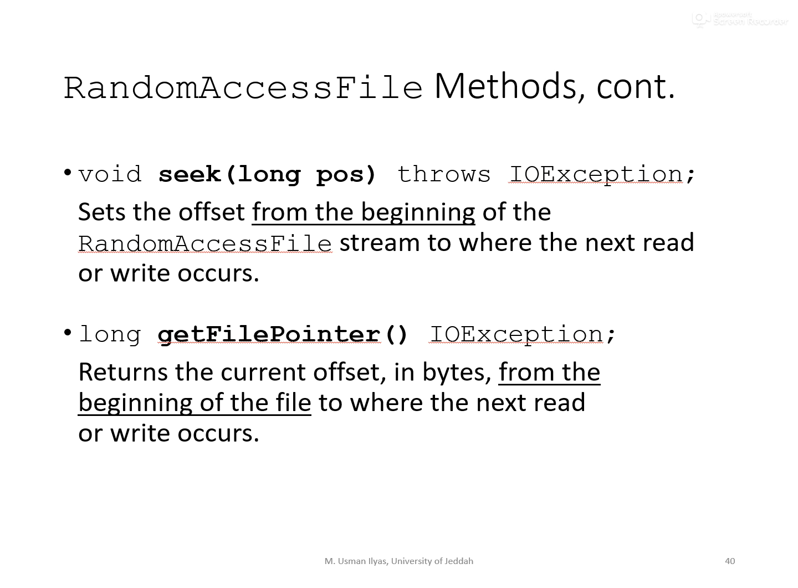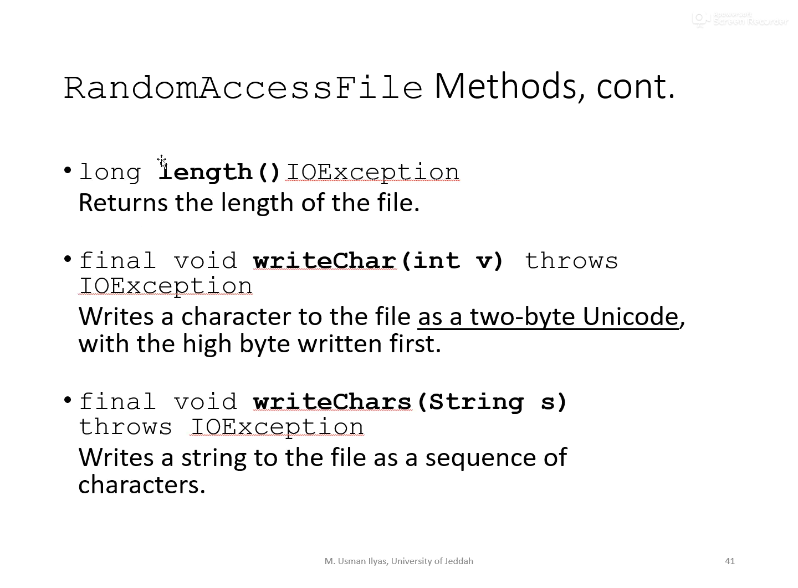If you want to know where the file pointer is currently located, you can simply call the getFilePointer method, and that will tell you the location of the file pointer in bytes from the beginning of the file again. Then we have the length method, which tells you the total size of the file, again in bytes. The writeChar method will, if you pass it an integer, write a 2-byte Unicode character to the file. If you call the writeChars method, you can write an entire string to the file.